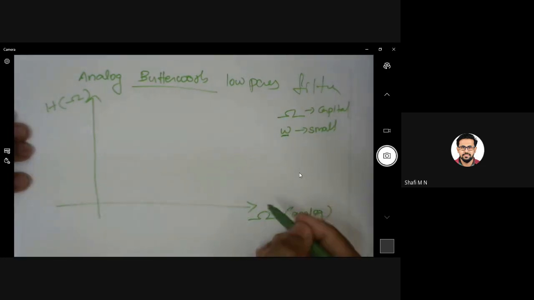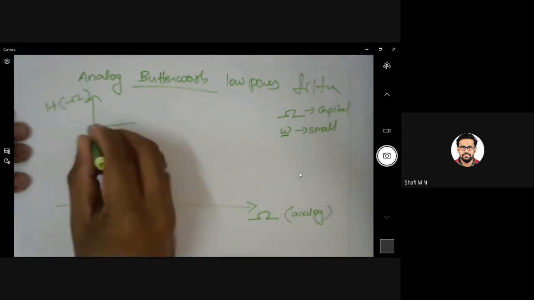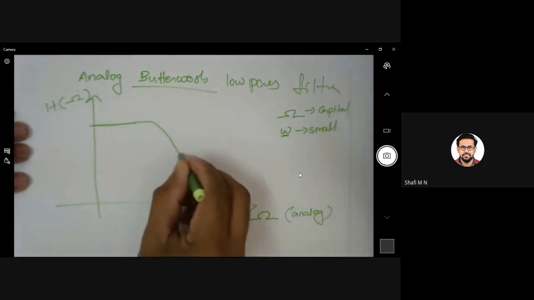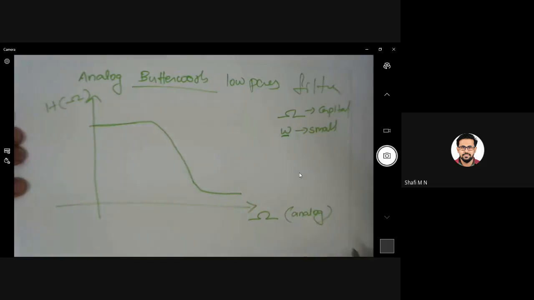Okay, filter analog, that's it. That's more clear. It's an analog frequency response. So let me draw a low pass filter response. Low pass filter, see, it comes like this. Transition band, and here you have the stop band, right?